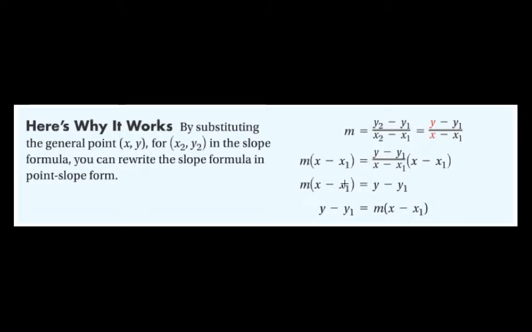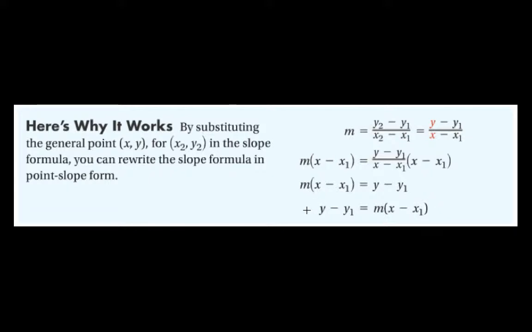So what we do is we're trying to develop this point-slope form. The first thing that we would do is multiply both sides by the quantity x minus x sub 1, and that's what we see here in this line. Then what happens on the right side is that our x minus x sub 1's cancel, leaving y minus y sub 1, and on the left side we have m times the quantity x minus x sub 1.